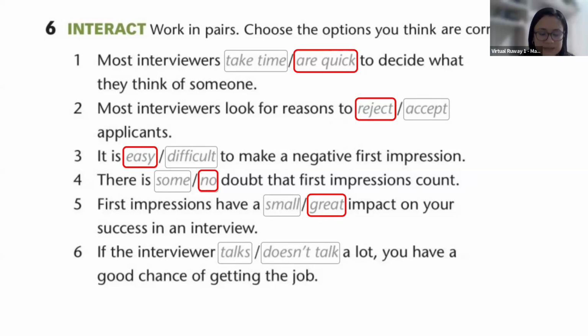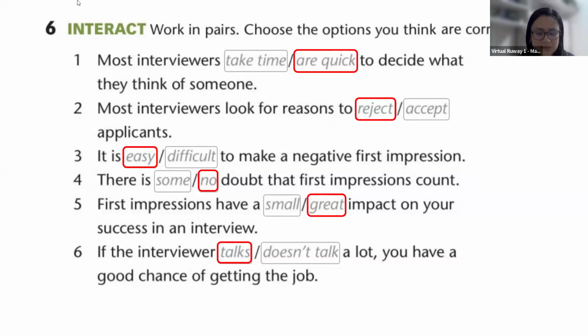Roy, number 6. If the interviewer talks a lot, you have a good chance of getting the job. Nice, right? Yes, the better option. Very good. That's right, guys. Remember that depending on your opinion, the answer can also change, okay? We chose the logical one. In case of questions about these sentences, let me know. Maybe there is a word or expression that is not clear for you.